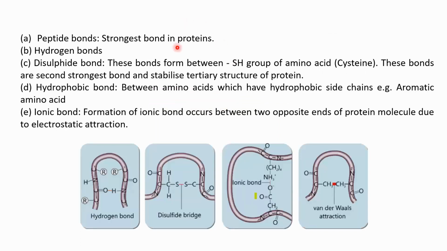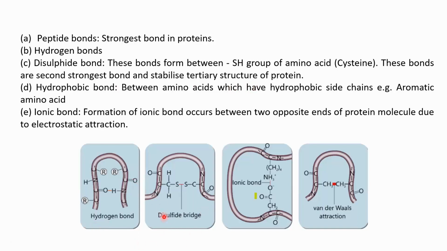So what are the different bonds, as I mentioned, that are present in the different orders or hierarchy of proteins? The first one is the peptide bond, which is the strongest bond in the protein. It is present in the primary structure itself. Second is the hydrogen bond, which is present in the secondary structures. Third is the disulfide bond. These bonds are formed between the SH groups of the amino acid cysteine. These are the second strongest bonds and stabilize the tertiary structure of the protein.